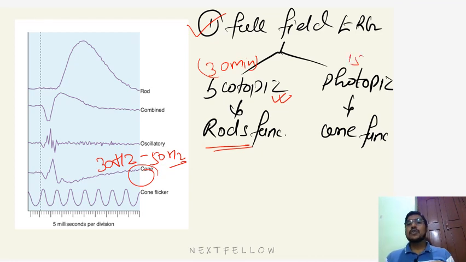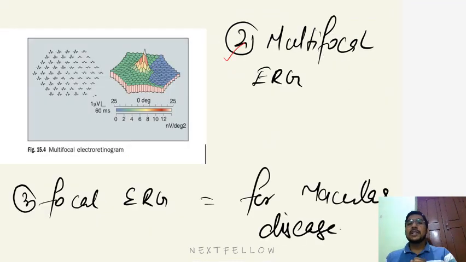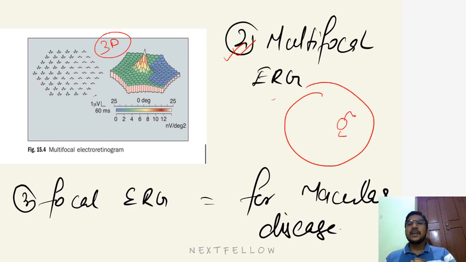After 15 to 20 minutes of keeping the patient in the bright light, you measure the cone function, that is the photopic ERG. There are other ERGs also, that is the multifocal ERG, where a 3D view of this takes place. This is based on, suppose this is a retina of the right eye, then this area obviously has a high density of rods and cones.